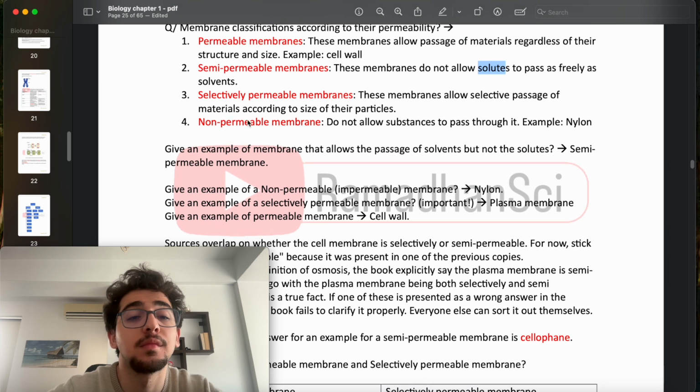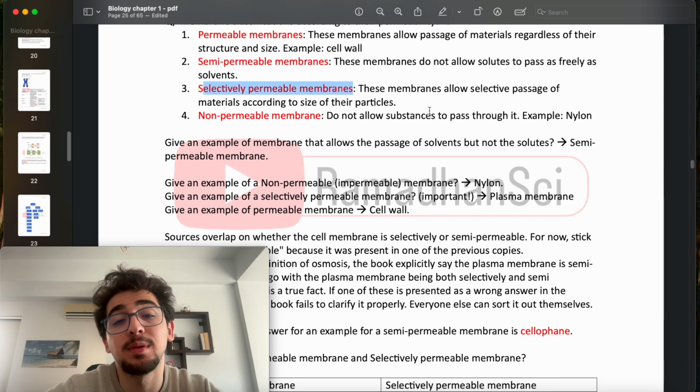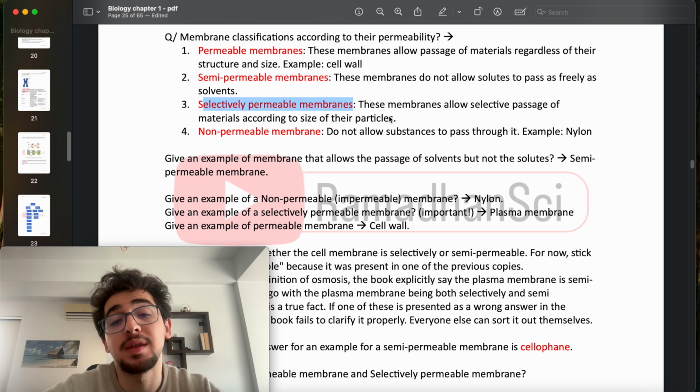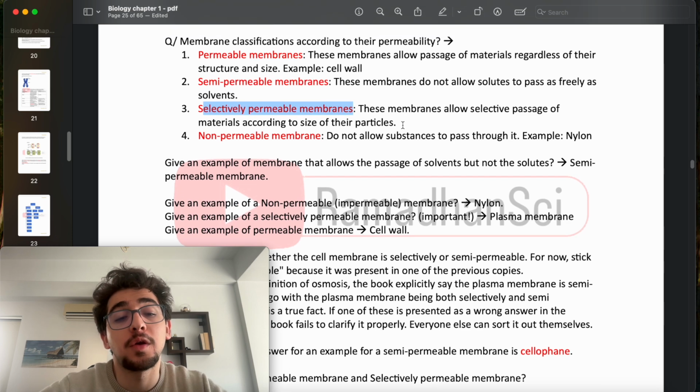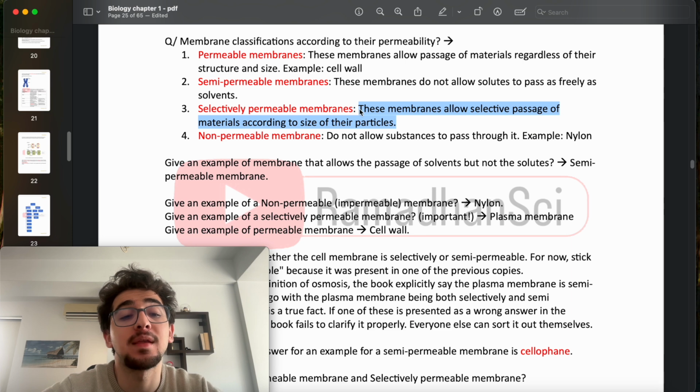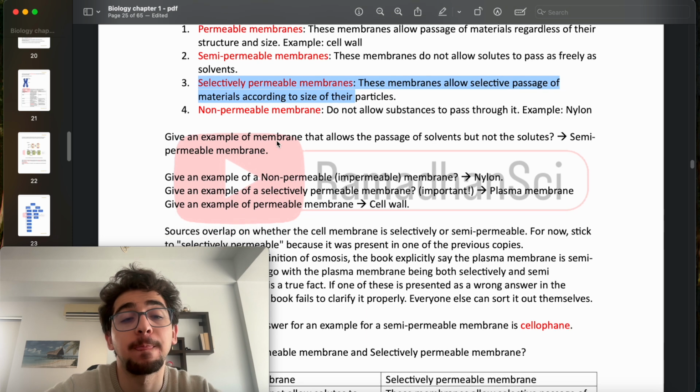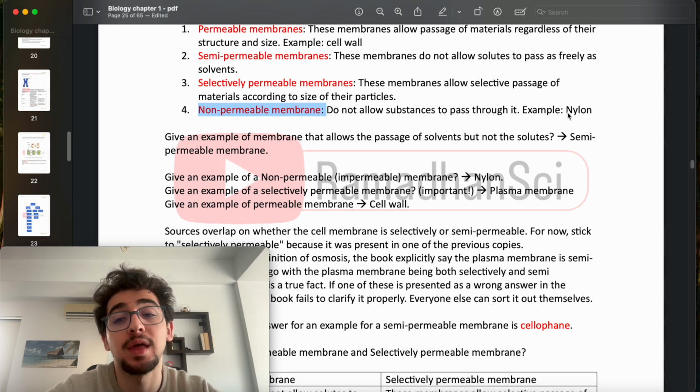And the selectively permeable membrane, from the name, they selectively allow the passage of certain materials according to the size of the particles. For example, if I have very large protein particles, those large protein particles are not allowed to pass through the membrane here. And finally, we can have the non-permeable membrane, which does not allow the substance to pass through it. For example, the nylon.